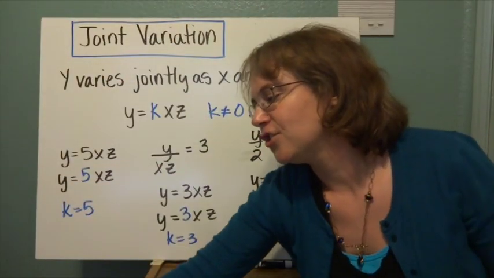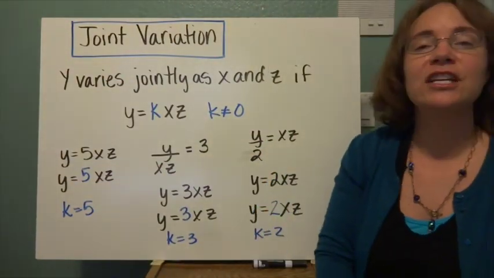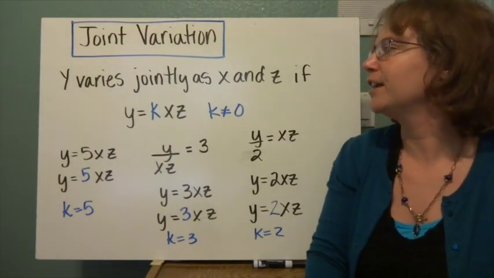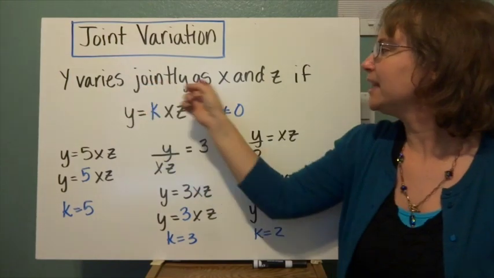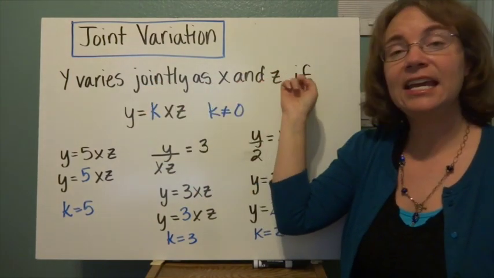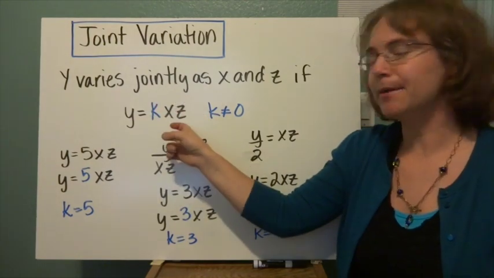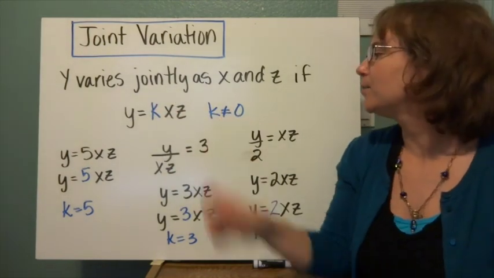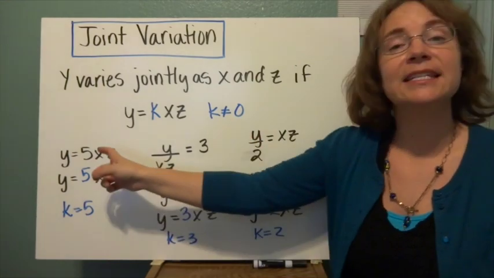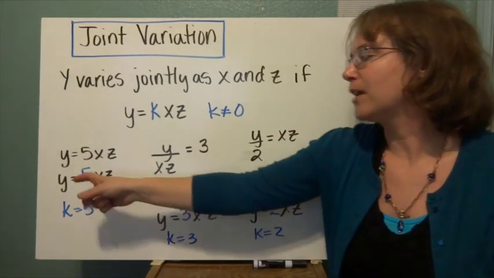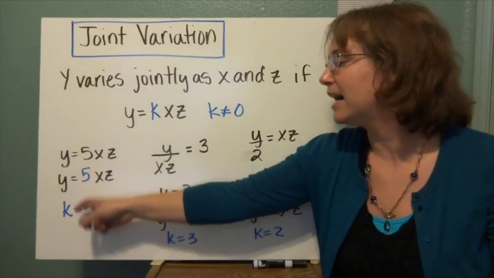The last relationship actually relates 3 different variables. It's called joint variation, similar to direct variation. y varies jointly as x and z if y is equal to some constant k times x times z, where k is not equal to 0. So some examples of this. We have y equals 5xz, so my constant there, my k, is 5.